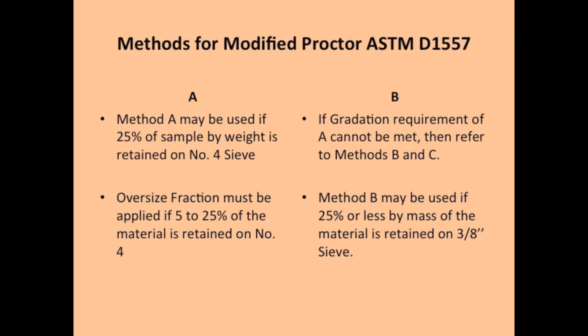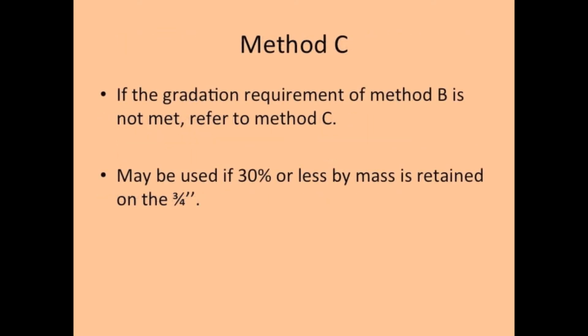If the gradation requirement of method A cannot be met, then refer to methods B and C, B being first. Method B may be used if 25% or less by mass of the material is retained on a 3/8 sieve. If 5 to 25% of the material is retained on a 3/8 sieve, we must also apply an oversize fraction. If the gradation requirement for method B is still not met, then we must refer to method C.